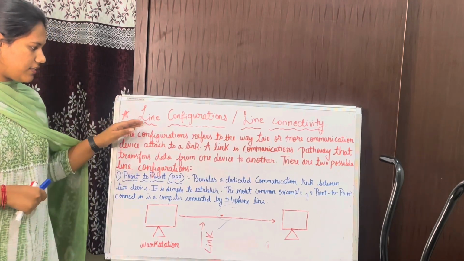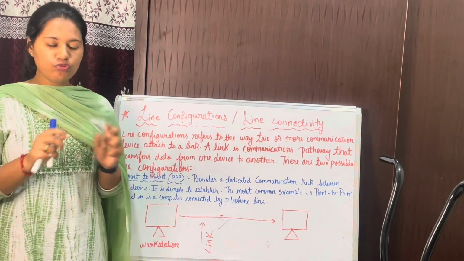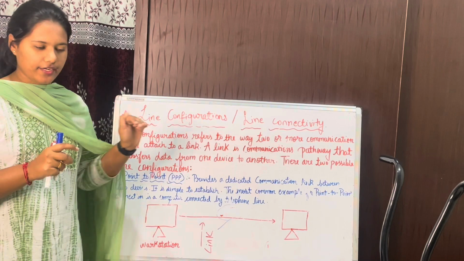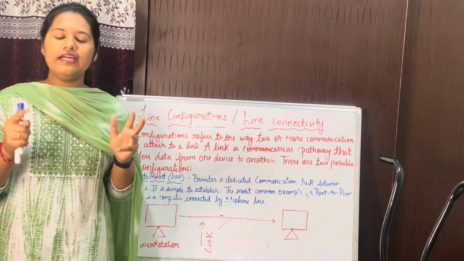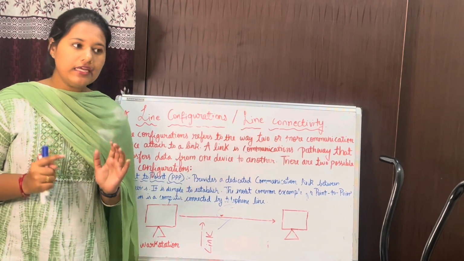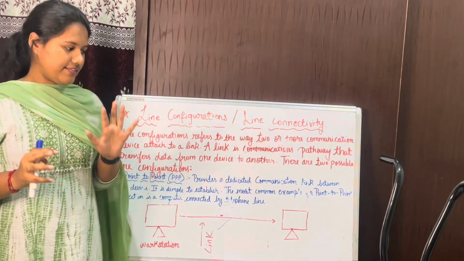Line, as you can see, why do we use a line basically? To join two particular things, right? Here also, this line connectivity joins two kinds of systems together. Two or more devices are connected with the help of a line. This is nothing but a link between two or more devices.